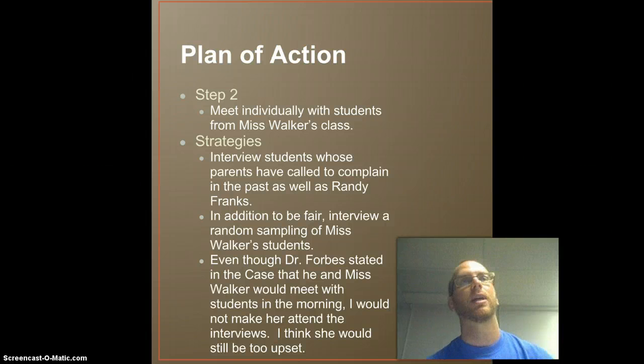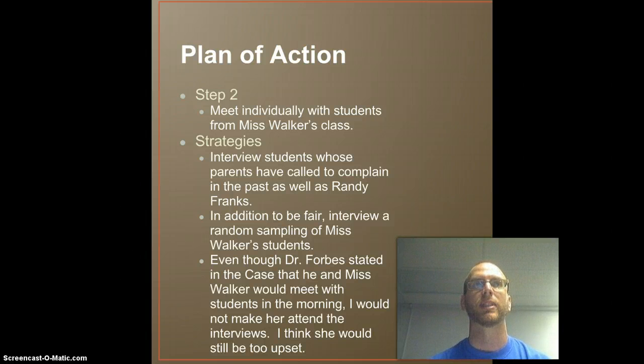The article mentioned that several parents have called. These could be some that maybe were a part of it. Also, Ms. Walker feels like Randy Franks is someone who might be part of it. I would definitely want to include Randy in this interview process as well. In addition, to be fair to all students, I want to interview a random sampling. So I don't want to just interview Randy, and I don't want to just interview students whose parents have called to complain. We need to have a random sample.